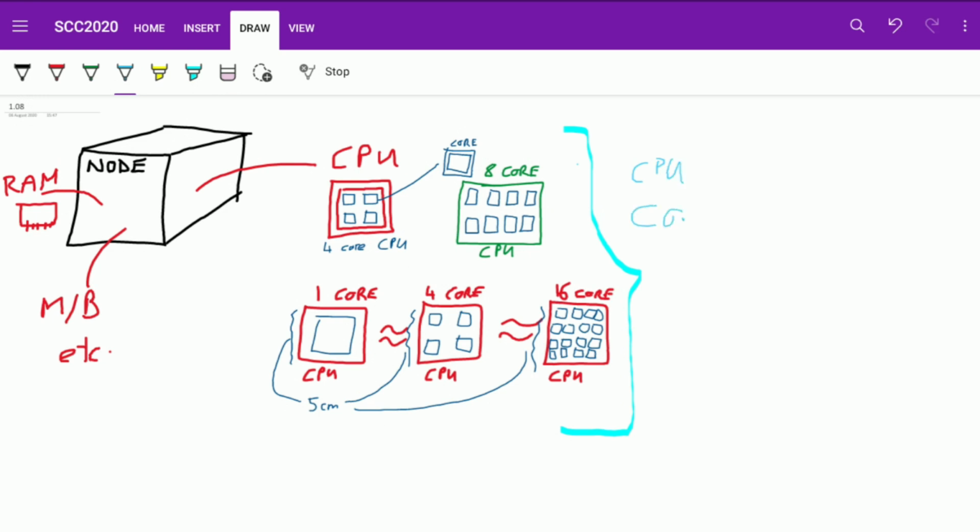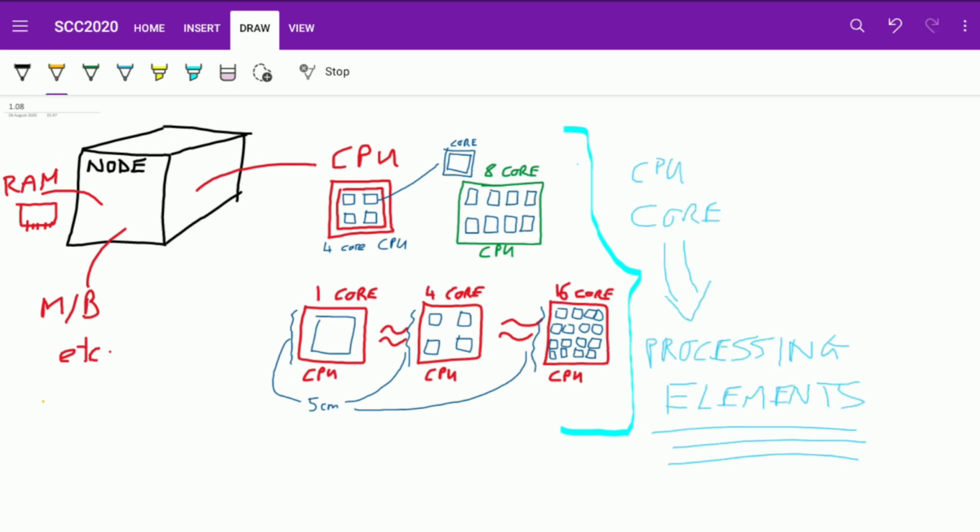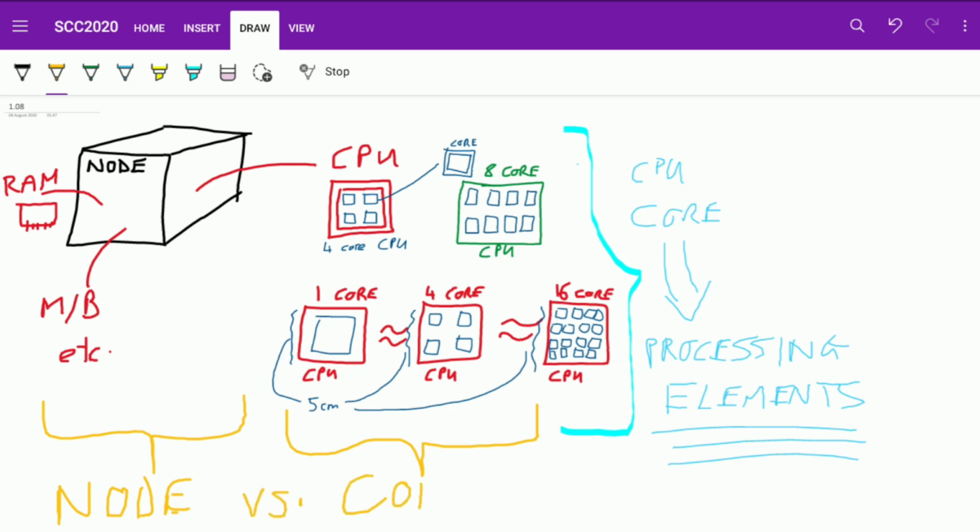On the left of this diagram, the node is the big box that consists of a number of CPUs, which each have a number of cores. On the right, the CPU is the little box that consists of a number of cores, which are each processing elements. In other words, a node may consist of multiple CPUs, and a CPU may consist of multiple cores.